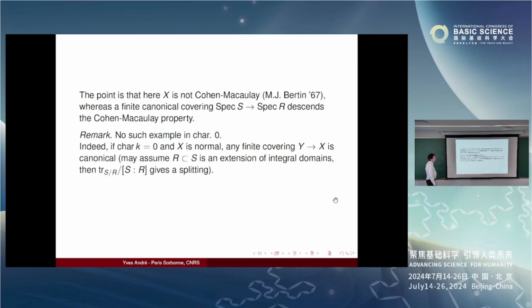Is there any such example in characteristic 0? No, there is no such example in characteristic 0, because if X is normal, any finite covering in characteristic 0 is canonical, because you can assume that the extension of rings is an extension of integral domains, and then there is a trick of taking the trace and dividing by the degree. This gives a linear splitting. So in characteristic 2, in the example, this degree was a multiple of 2, so it was forbidden.